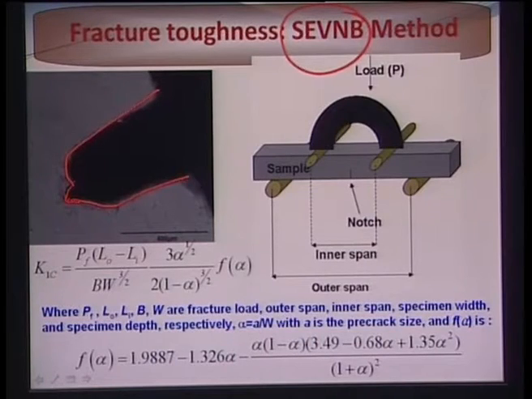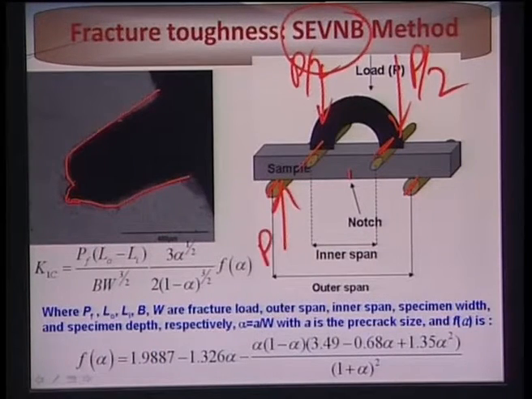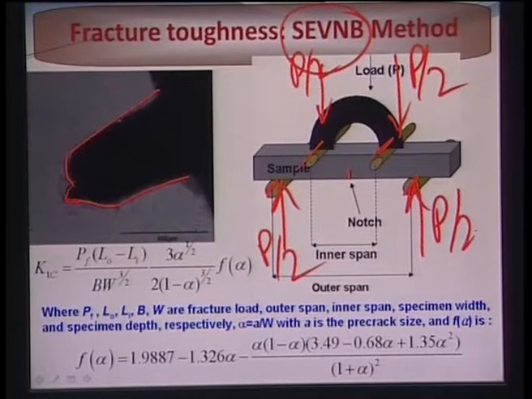Single edge V-notch beam technique means you make a V-notch at the root, and then you put these V-notch beam samples with the notch on the tensile side under 2 support rolls, and from the 2 top rolls you apply P by 2 load. From the equilibrium, these 2 support rolls also must support the P by 2 load at each point. Now this is called 4-point flexural configuration.